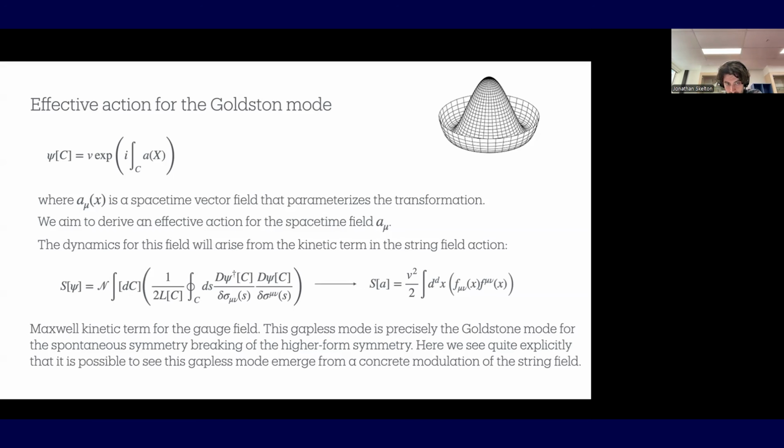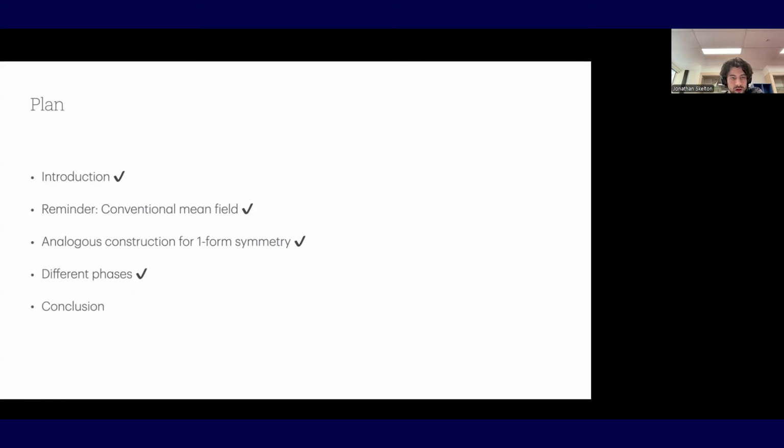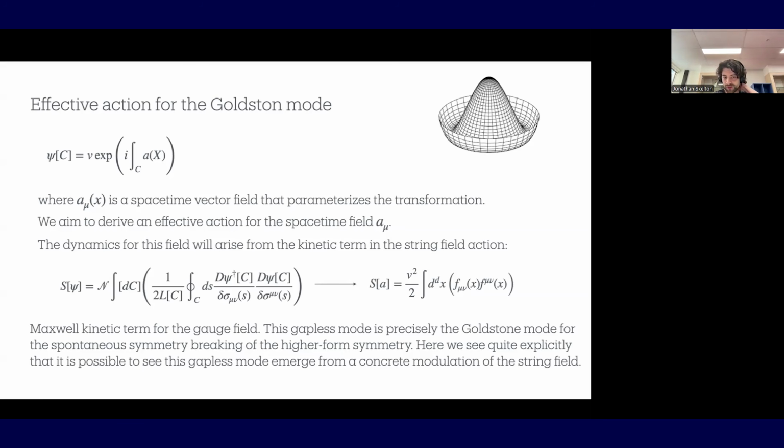So yeah, that's the main idea of what I wanted to present on this topic. Actually, sorry, one other question. I've heard that they can describe the photon as a Goldstone mode of the Maxwell theory. Is this basically the same idea? Yeah, that's exactly what it is. Cool. Nice.